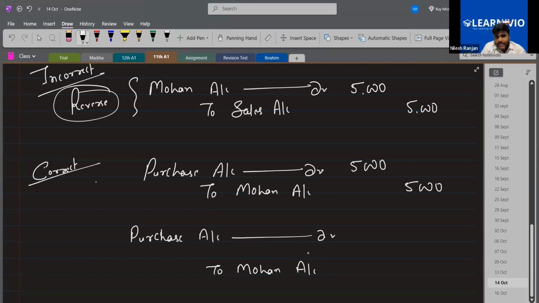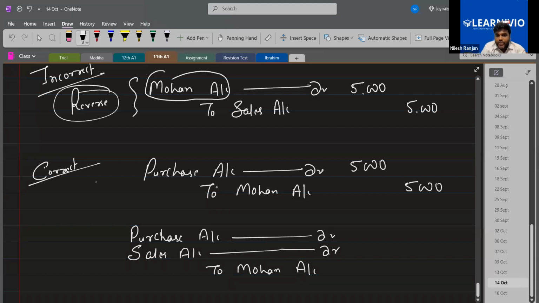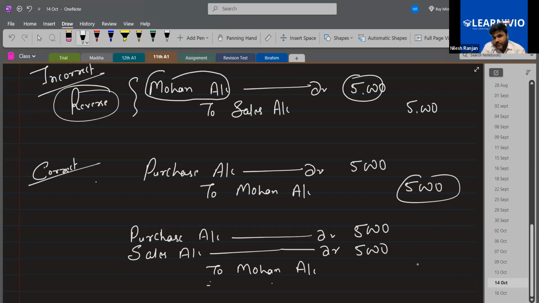Now, the first one, the incorrect entry, we have to reverse. So sales will be on the debit side and Mohan will be on the credit side. It is already written on the credit side, so you should not write it again. If I write to Mohan, again to Mohan, it will not be good. So we will write purchase amount 5,000, sales amount 5,000, and Mohan 5,000 and this Mohan 5,000 after reverse will also come on the credit side. So 5,000 plus 5,000 will be 10,000. So this is your rectification entry.